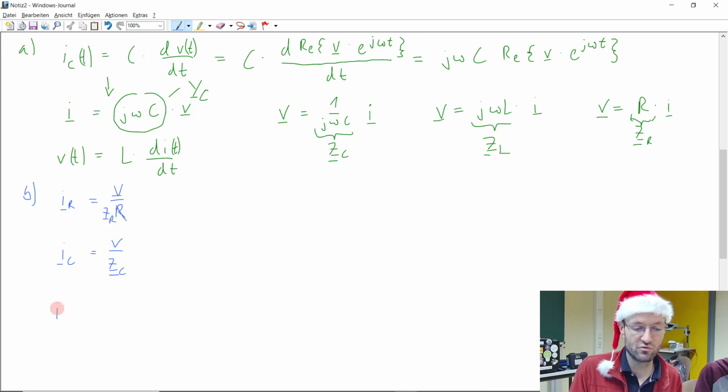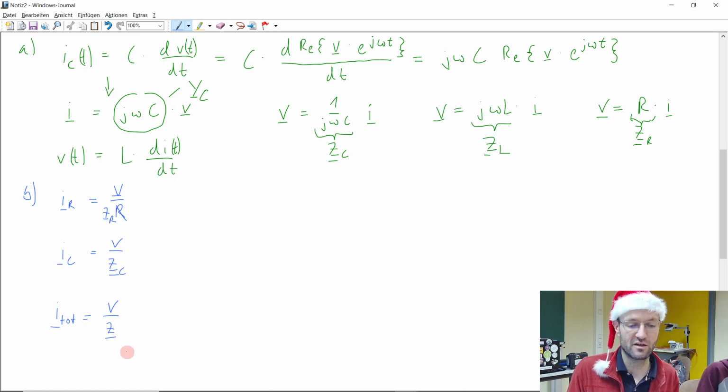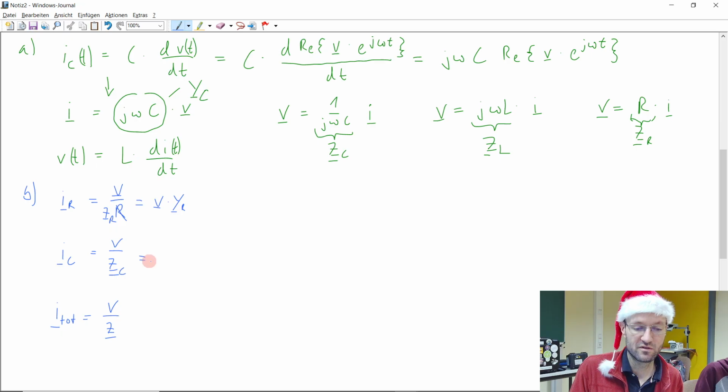And so how do I get the total current? IR plus IC, or I could also take the voltage and divide by the total impedance that we just calculated before. Or I could of course also say, this is the voltage times the admittance of the capacitor, or this is the voltage times the admittance of the whole circuit.